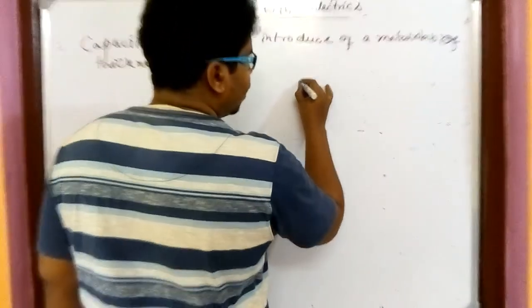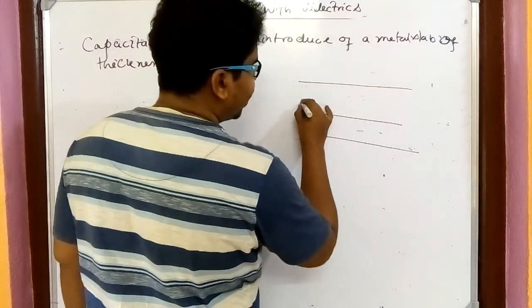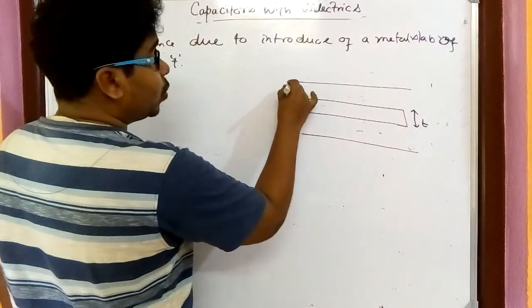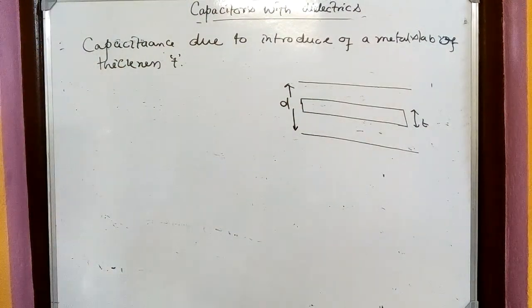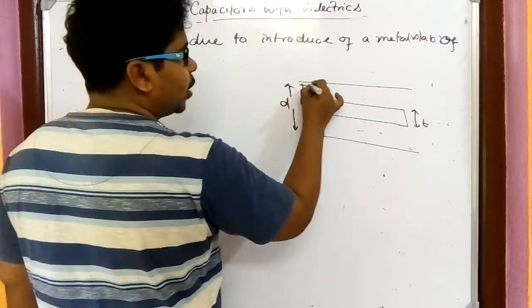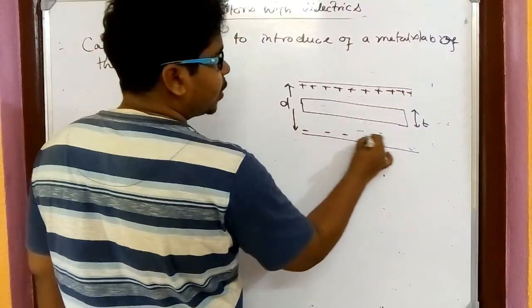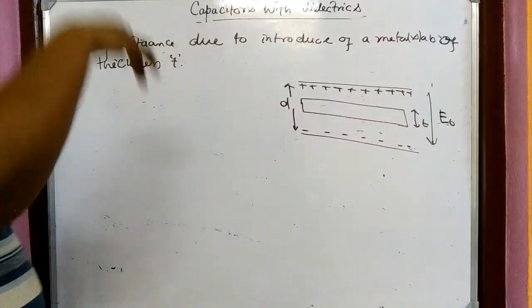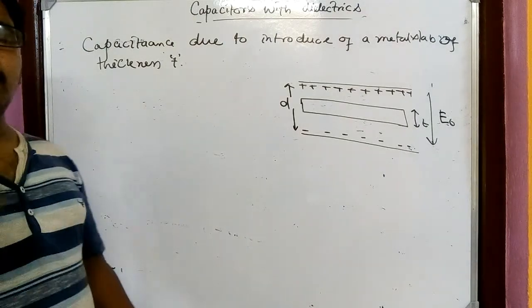Let's see. It is a capacitor. I have introduced a metal slab of thickness T. We know the separation for a capacitor is D. So the T portion is occupied by the metal slab, and here the positive charges will come, and here the negative charges, and the electric field E naught is acting downward from positive to negative. Now here is an important question.